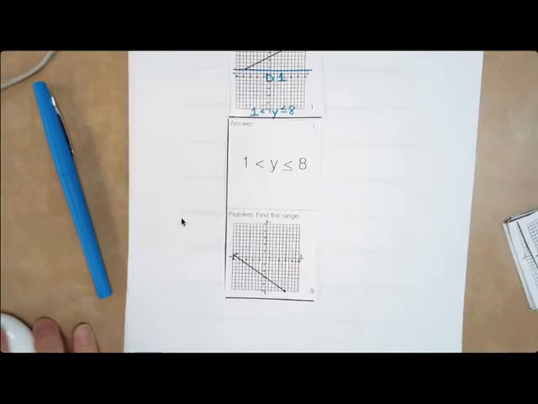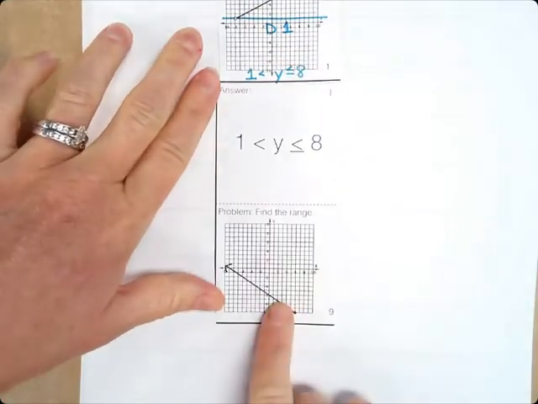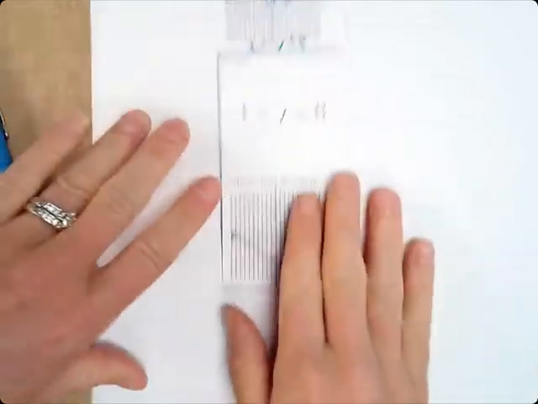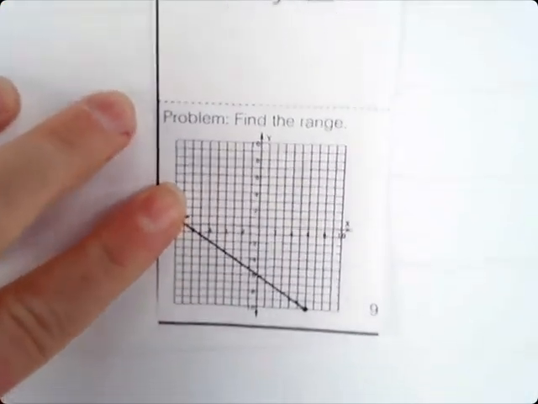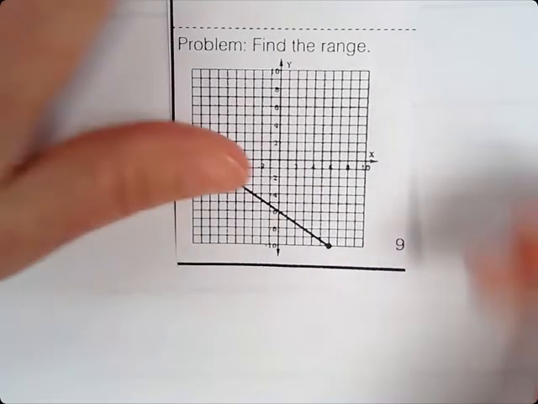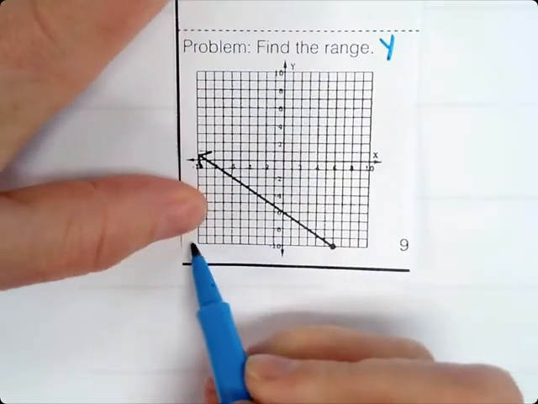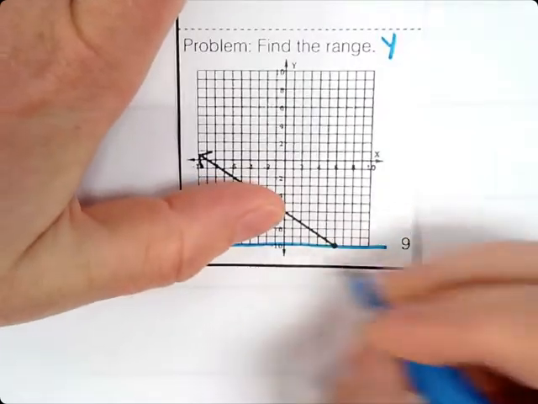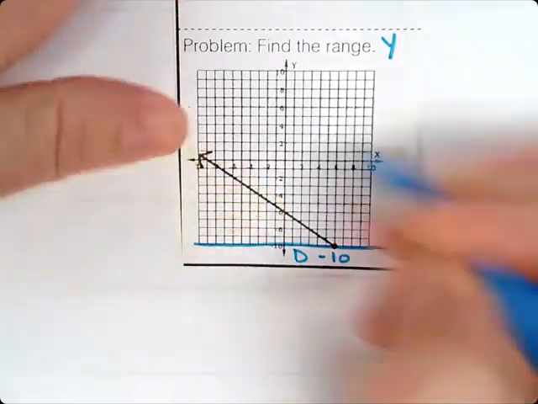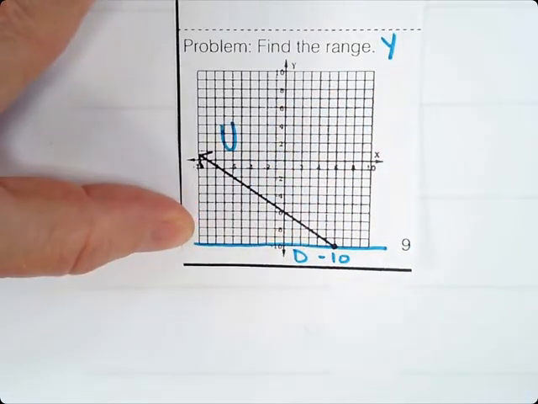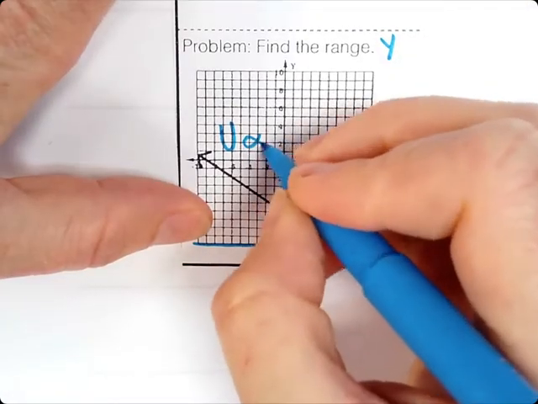Okay, now you are going to do the problem that's right here. You're going to keep on taping as you go. Okay, so let's look at this one. Find the range. This is number 9. So range again is the y values. It's how far down to how far up. So this is down to -10 and up to, can we put a fence on the top part? Because there's an arrow. So it goes to infinity.